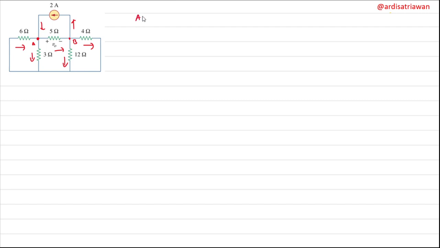Okay, let's see at node A. I will have the sum of the current that goes in is equal to the sum of the current out. The current that goes in will be 0 minus VA, so minus VA divided by 6, plus this current is going in, so I will have 2. And the other current is going out, so I will have an equal sign and then VA minus VB divided by 5. Okay, here, and multiply this by the LCD is enough.